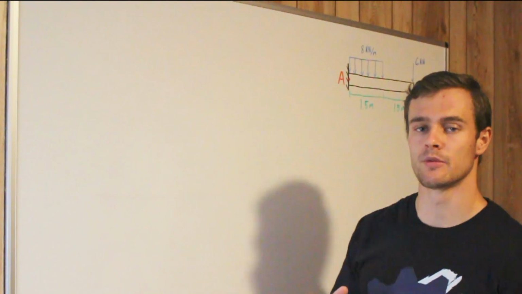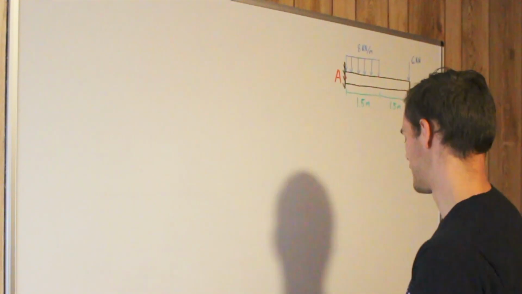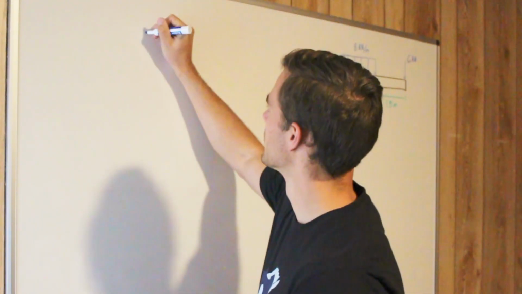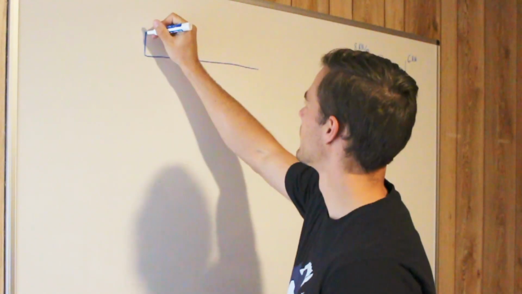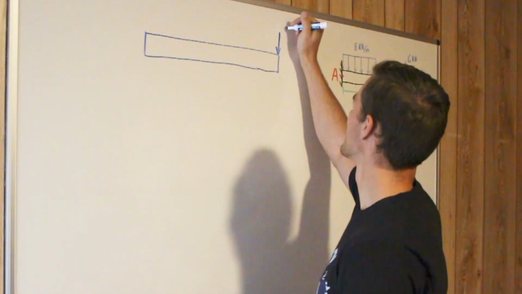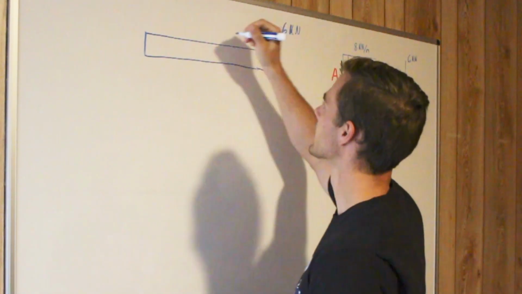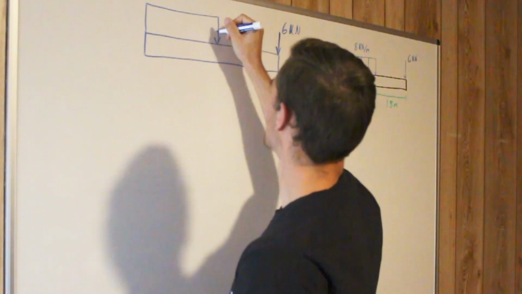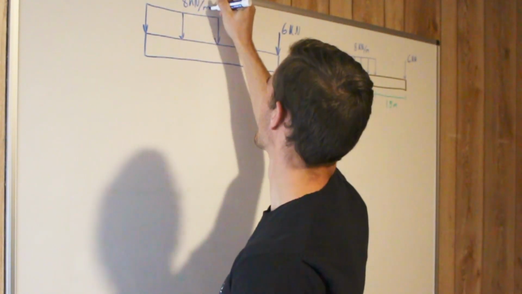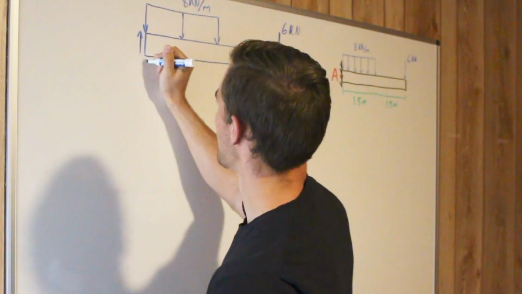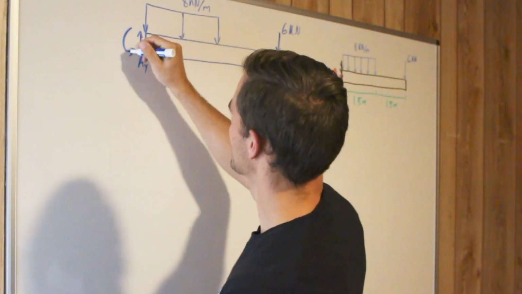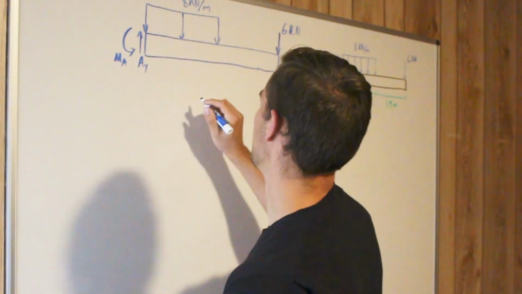So the first thing we need to do is draw our free body diagram, and then we'll solve for our reaction forces. Here we have our beam, and on this end we have our point load of 6 kilonewtons, and on this end we have our distributed load of 8 kilonewtons per meter. Over here we have our reaction force, we'll call it A sub y, and then our moment reaction here, M sub A.